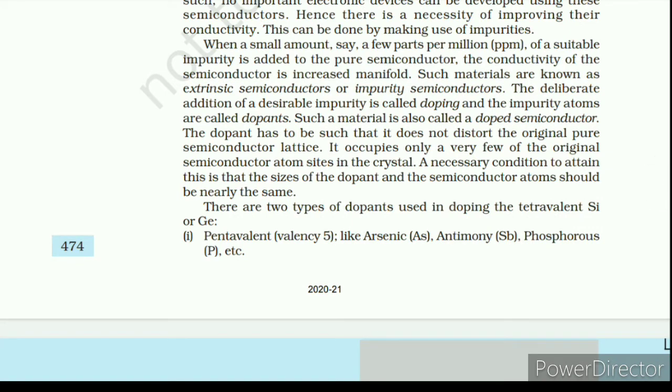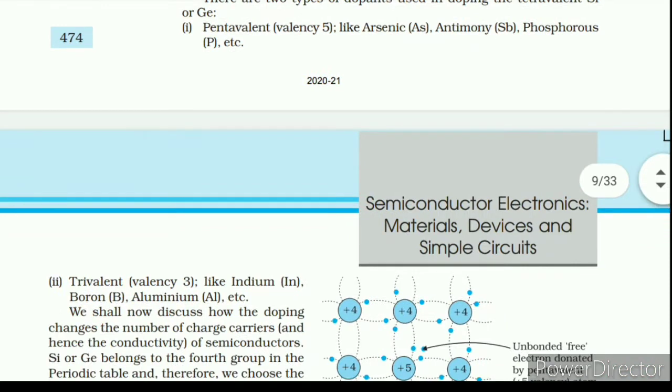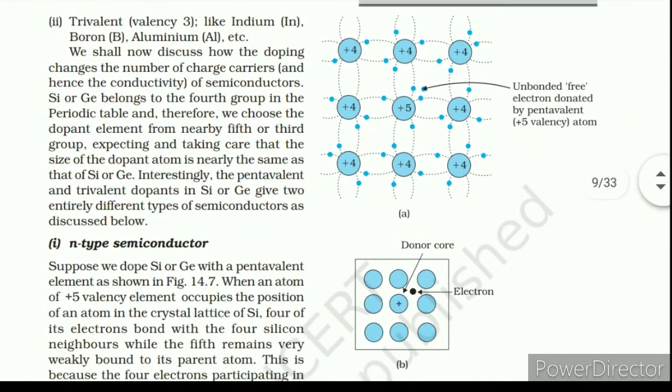Thus, the pentavalent dopant is donating one extra electron for conduction, and hence is known as donor impurity. The number of electrons made available for conduction by dopant atoms depends strongly upon the doping level and is independent of any increase in ambient temperature. On the other hand, the number of free electrons generated by silicon atoms increases weakly with temperature.